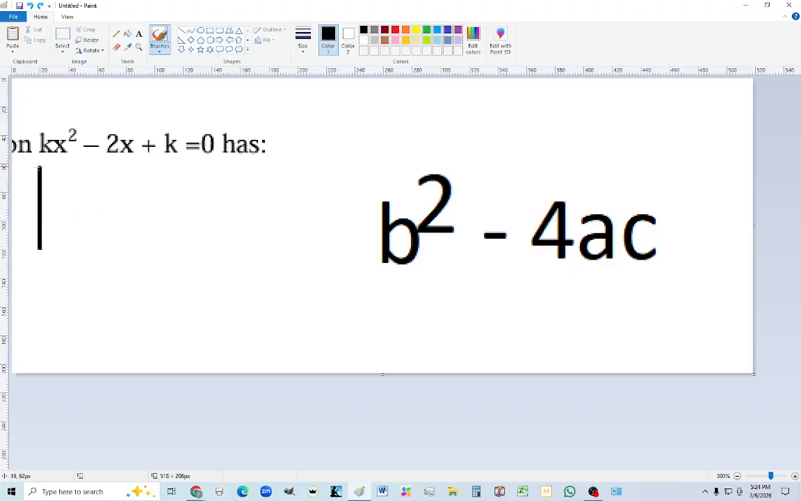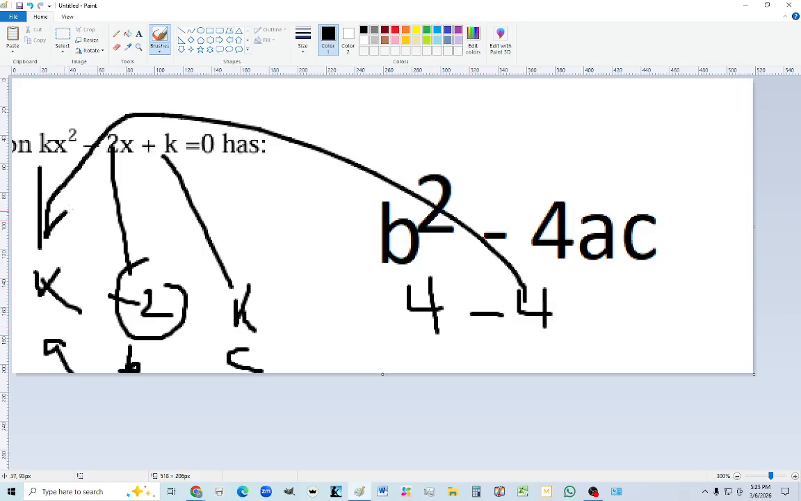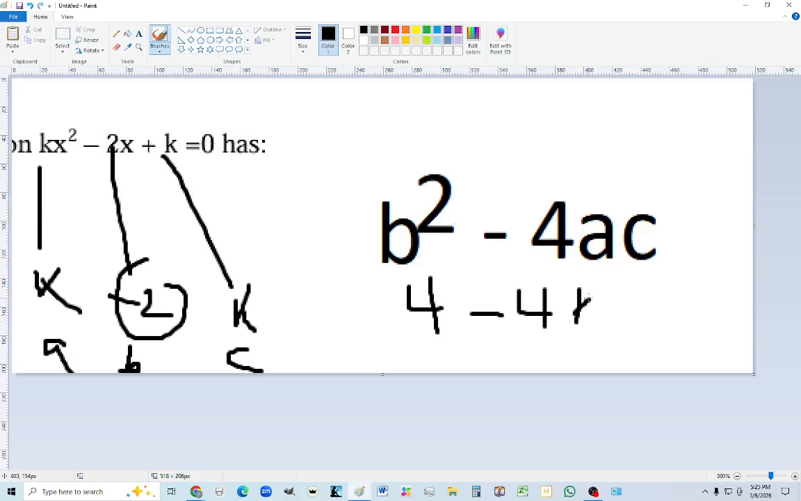But you just always remember what number is here. Well, it's the number k. What number is here? It's the number minus 2. That's b. That's a. And what's this one? It's k. It's c. So where we see b, we're going to put in minus 2. And minus 2 squared is 4. And then it's minus 4 times k, which is minus 4k squared. So yes, this is going to have two possible solutions because of the square.